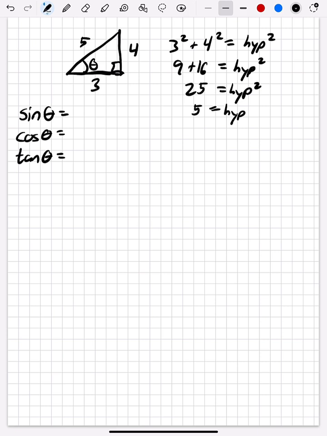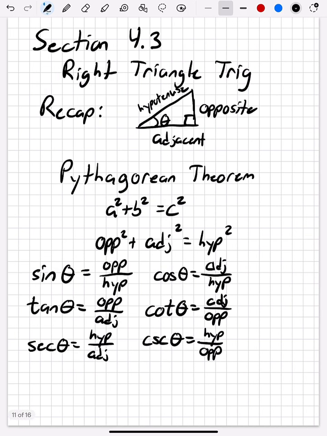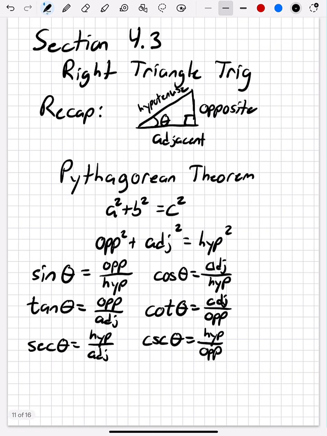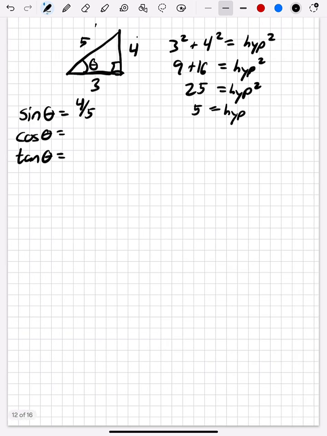All right, so the sine of theta, I know according to my list, is opposite over hypotenuse. My opposite side is 4. My hypotenuse is 5, so I have 4 over 5. Cosine of theta is adjacent over hypotenuse. My adjacent is 3. My hypotenuse is 5, so I have 3 over 5. Okay. My tangent is my opposite, 4, over my adjacent side, 3. Just to confirm, opposite over adjacent, which is 4 over 3.